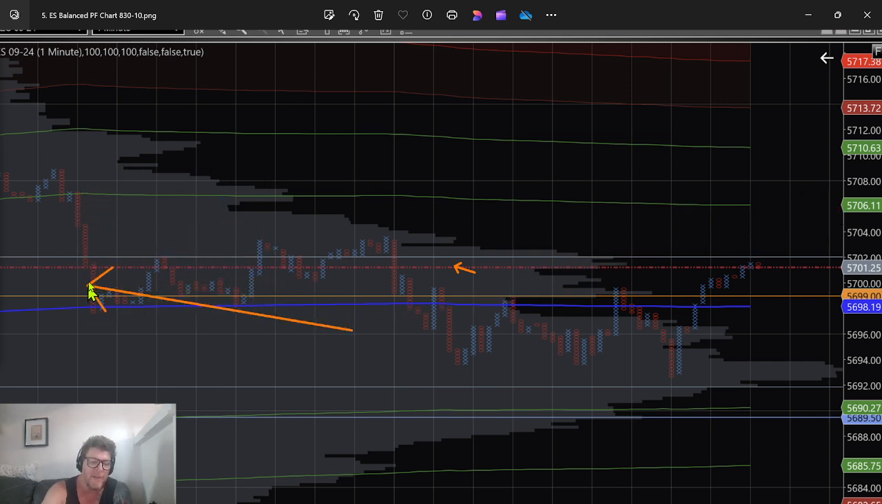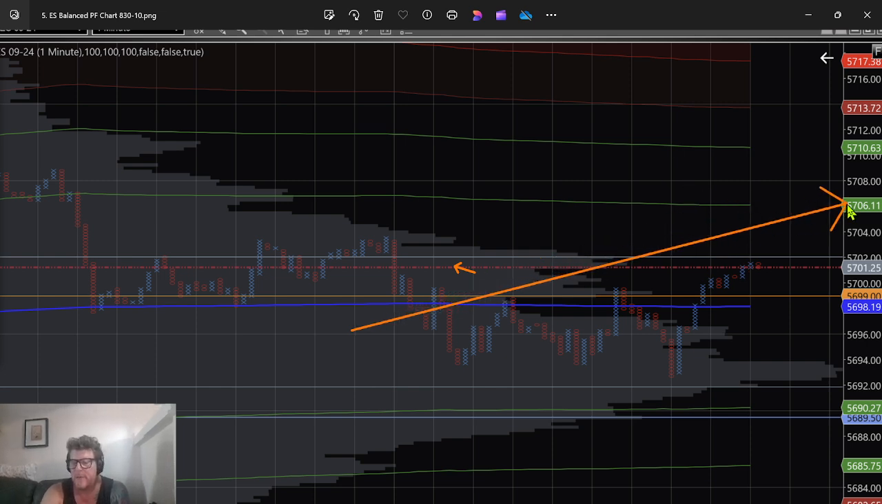They need to put some buyers in here to balance this out. That's an imbalance that happened previously. So that would be a good spot to target. And I wouldn't want to set my take profit above this consolidated liquidity here. So I'd probably be just a couple ticks below 57.06, which would be the safest bet.